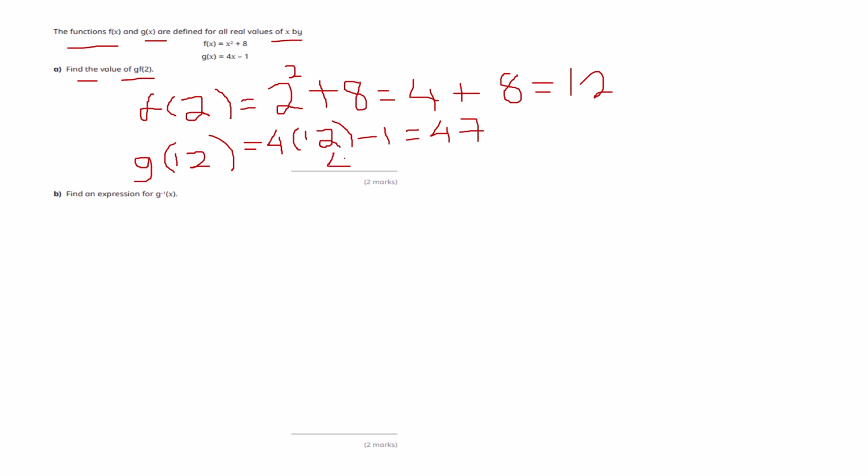Okay, this is a very classic exam question, I'd say, that could obviously appear in your upcoming papers 2 and even paper 3, or even both. Part B, find an expression for g inverse of x, so g to the minus 1 of x. So here I'm going to have y equals g of x.